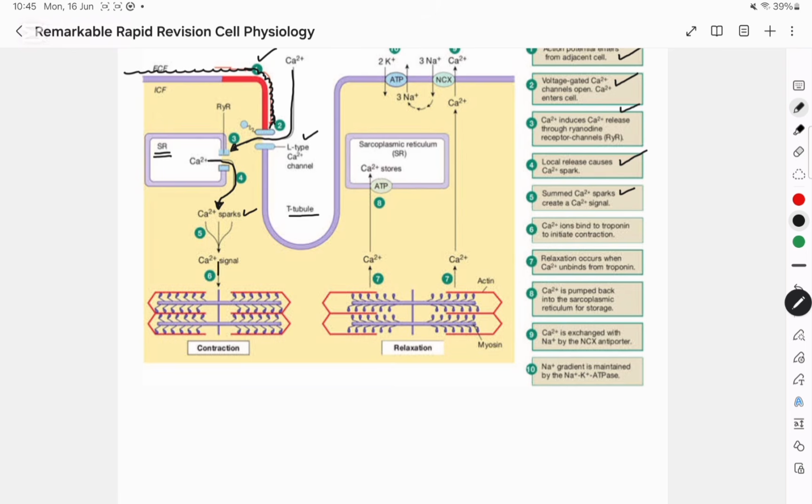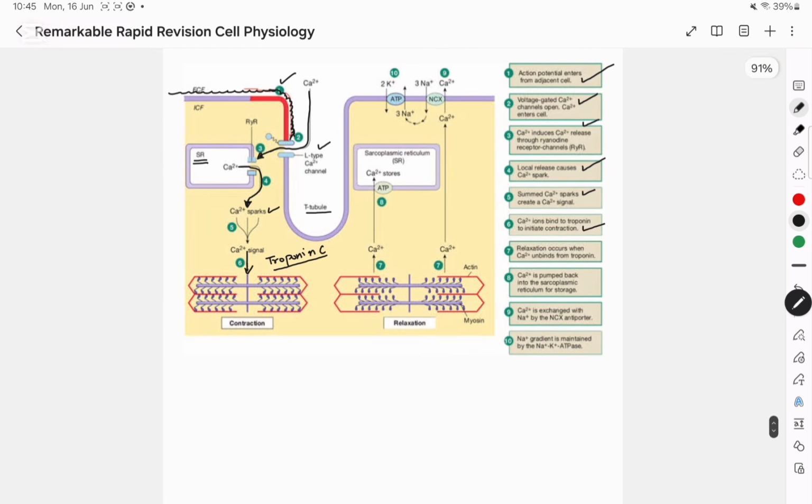So this calcium signal will move towards the sarcomere and it will bind to the troponin C, as we have already discussed in the sarcomere topic. So in step 6 there is calcium binding to the troponin to initiate the contraction. So the reverse steps for the relaxation. Here relaxation occurs when calcium unbinds from the troponin and calcium is pumped back into the sarcoplasmic reticulum. Now this excess calcium is exchanged with the sodium by the sodium calcium antiporter or counter transporter.